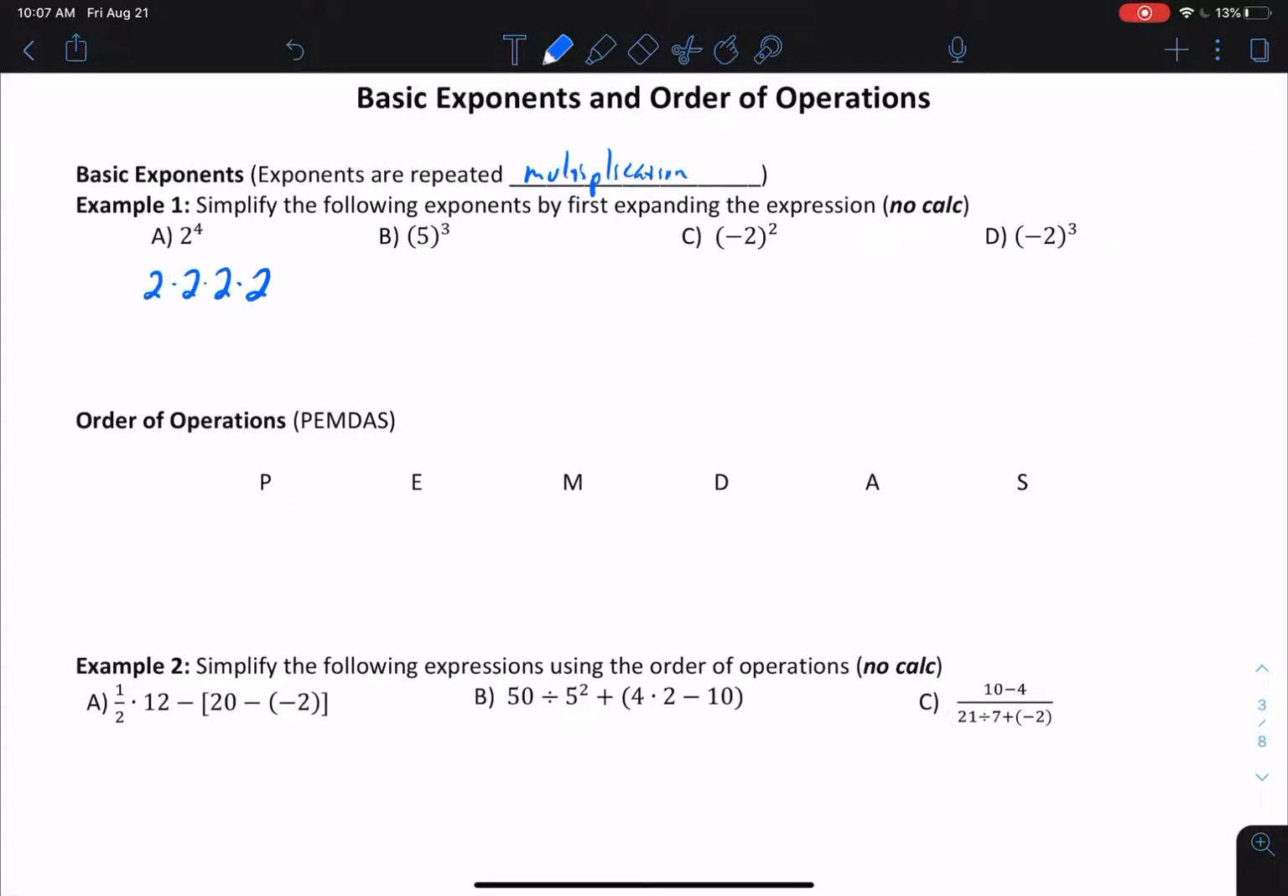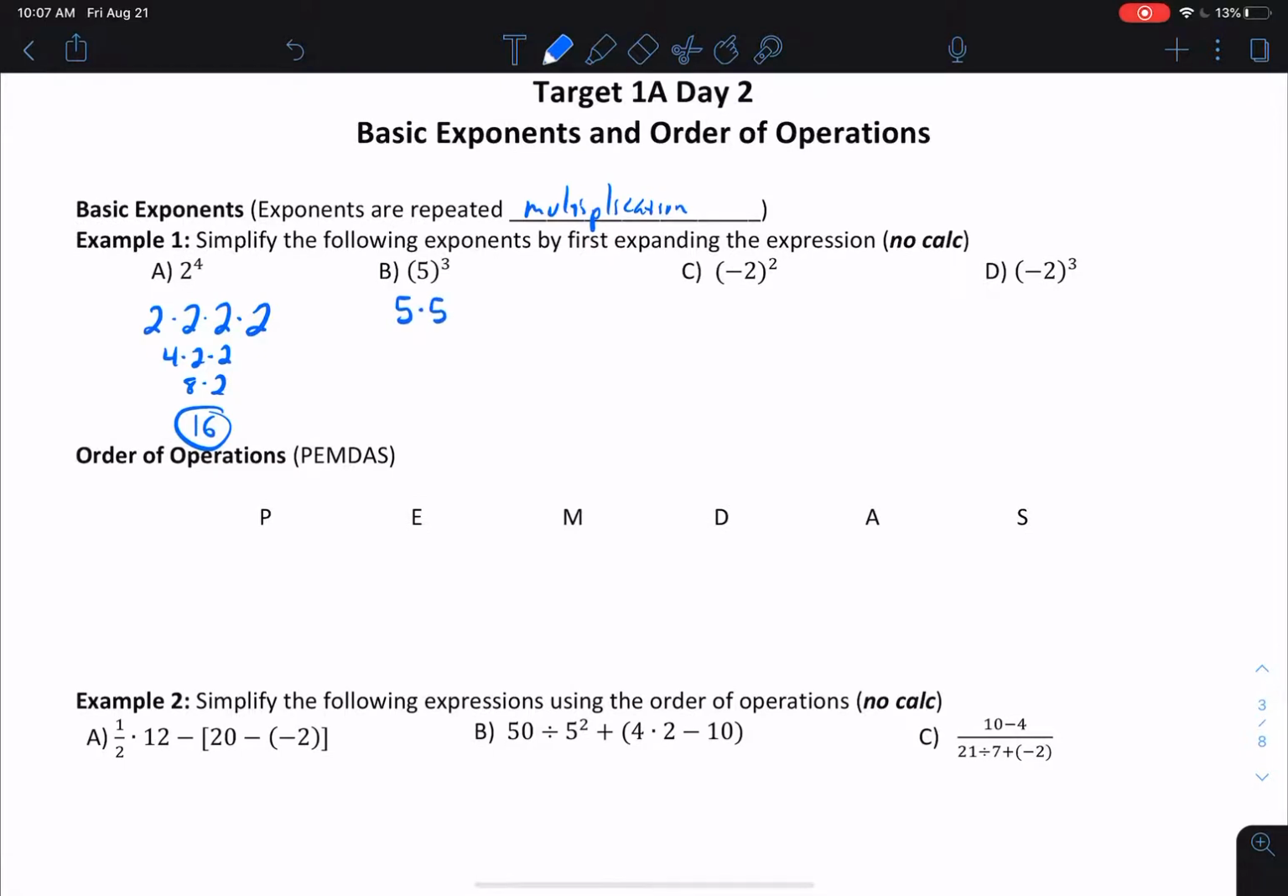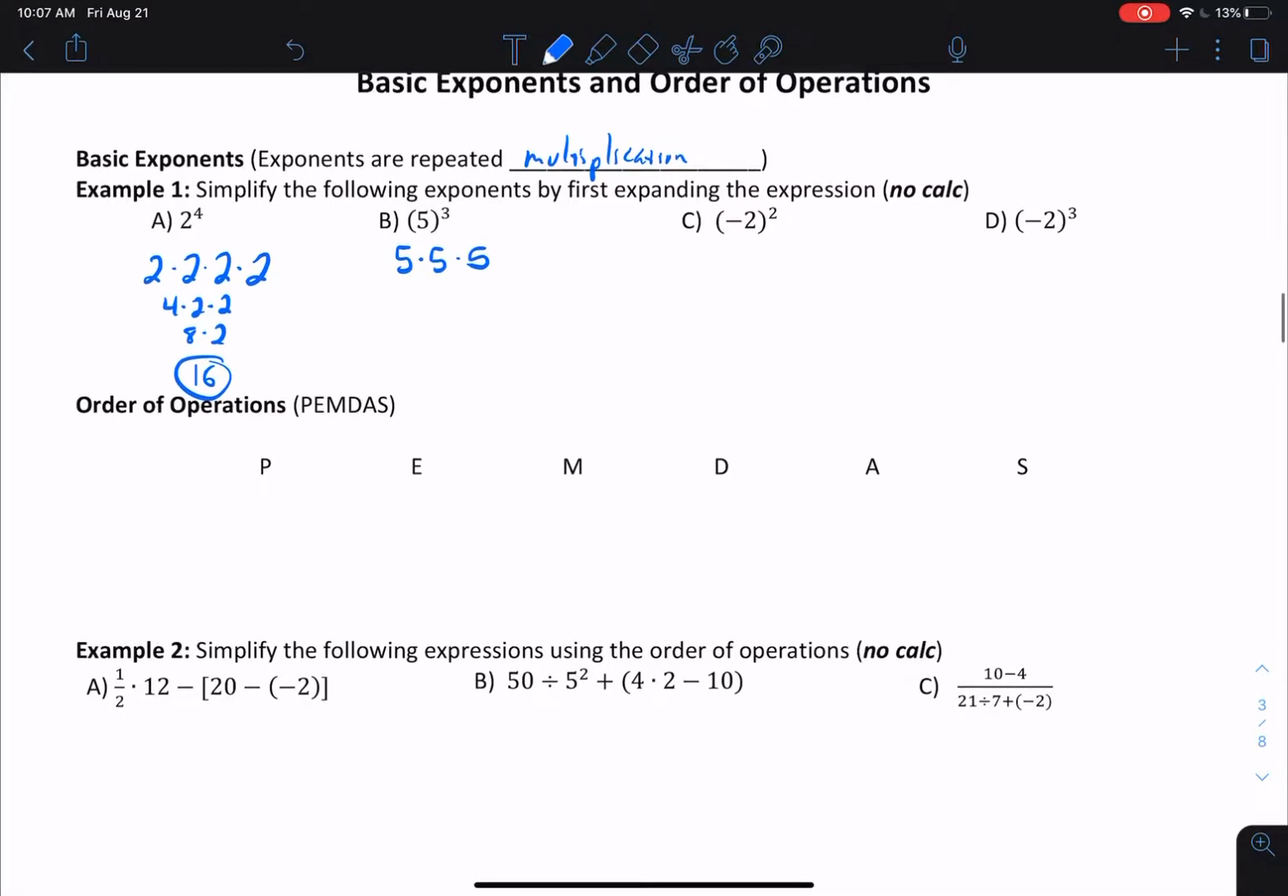Okay, so that's going to give me 4 times 2 times 2, 8 times 2, 16. Okay, next is 5 to the 3rd. It is not 5 times 3, instead it's 5 times 5 times 5. 5 times 5 is 25. 25 times 5 is going to give me 125.